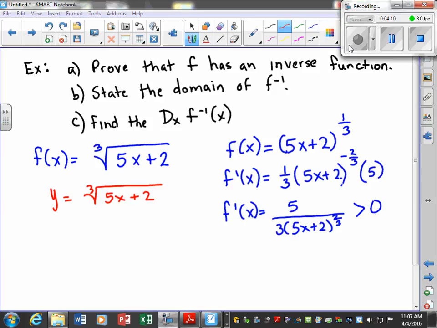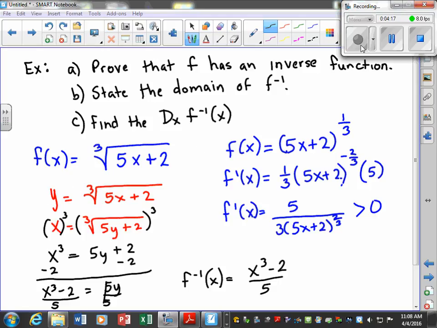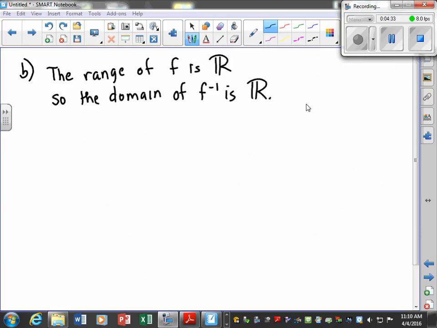Okay, the first thing, rewrite it with y equals, and the next step you want to interchange your x and your y values and then solve it for y. Okay, so once we solve that, I get f inverse of x is equal to (x cubed minus 2) divided by 5. Alright. Okay, so we can put this in our graphing calculator if we like and look at it to see that the range of f is equal to all real numbers. So the domain of f inverse is equal to all real numbers.